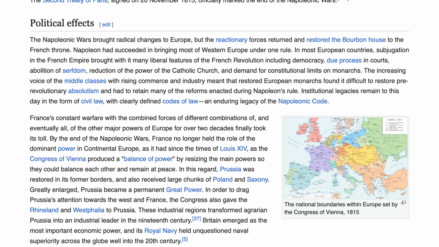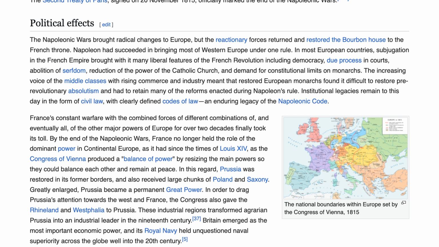Institutional legacies remain to this day in the form of civil law, with clearly defined codes of law, an enduring legacy of the Napoleonic Code. France's constant warfare with the combined forces of different combinations of, and eventually all of, the other major powers of Europe for over 2 decades finally took its toll. By the end of the Napoleonic Wars, France no longer held the role of the dominant power in continental Europe, as it had since the times of Louis XIV, as the Congress of Vienna produced a balance of power, by resizing the main powers so they could balance each other and remain at peace.